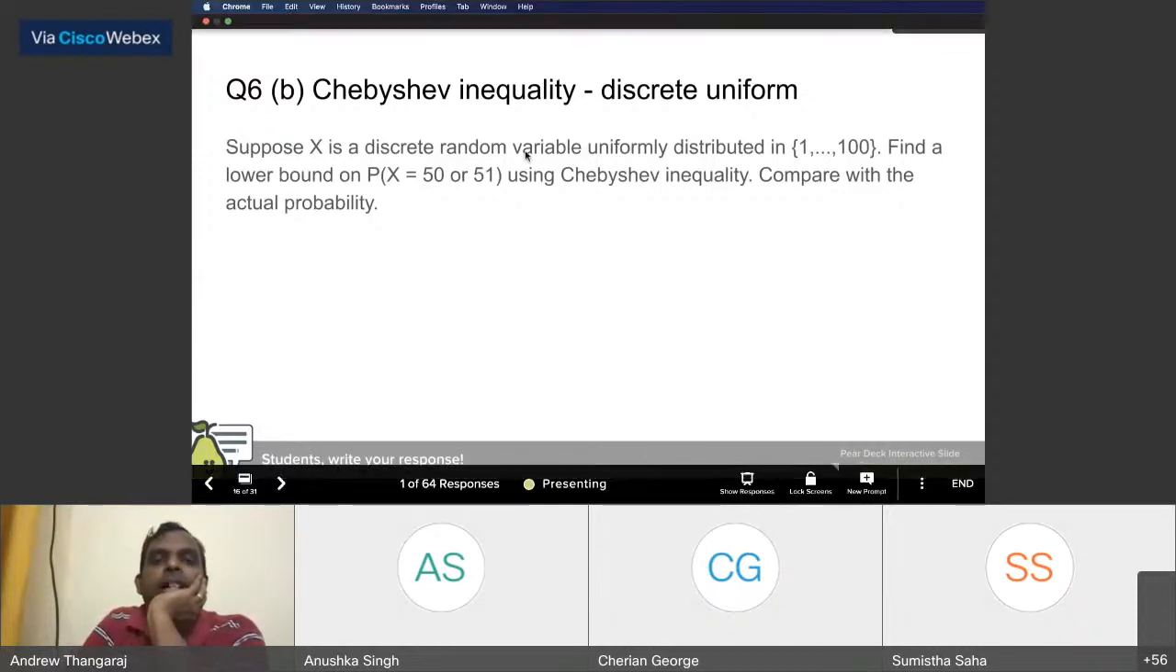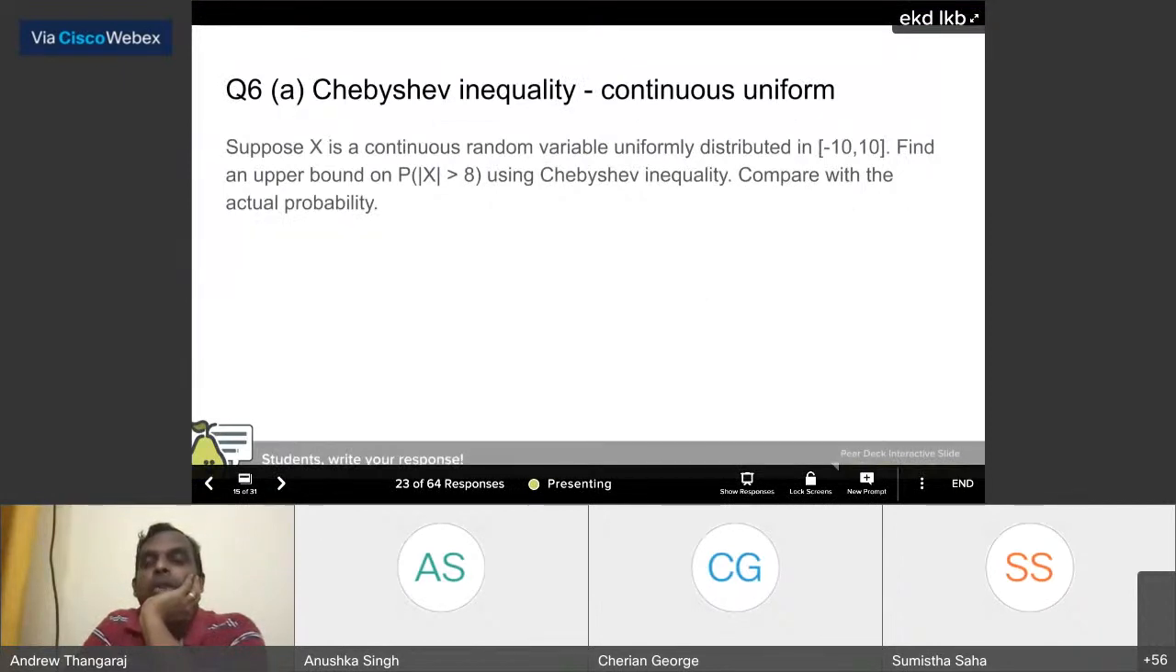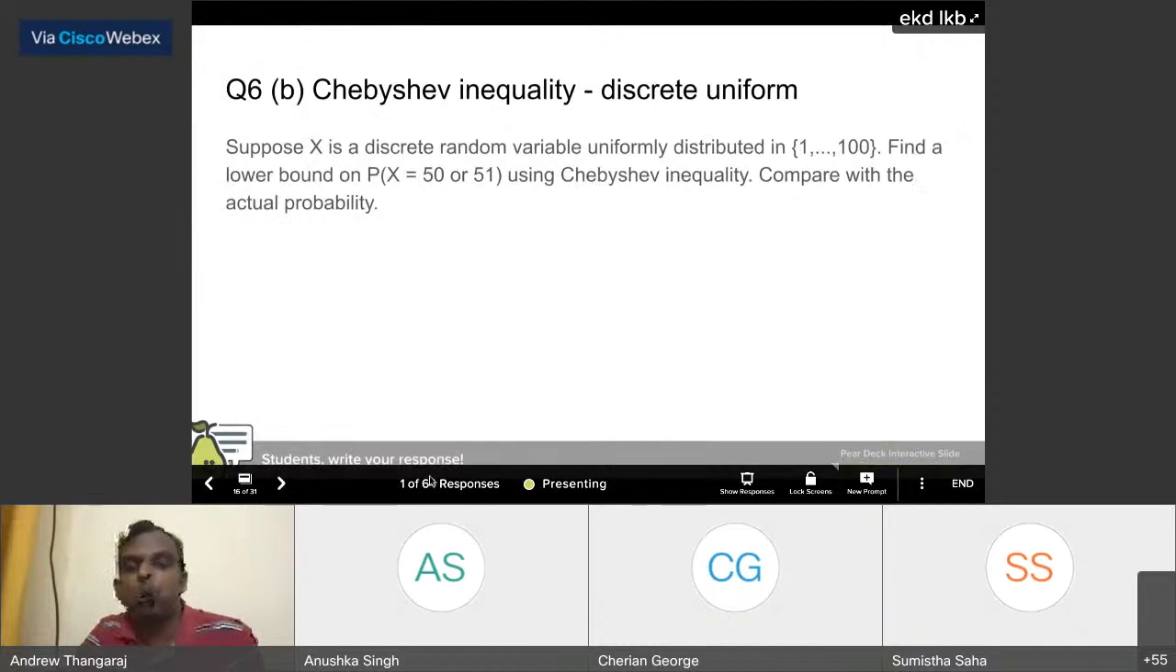Yeah, so there was a mistake in the previous one where somebody said 0.1. If you look at minus 10 to 10, it's 1 by 20, right? And it's mod x greater than 8, so it could be 8 to 10 or minus 10 to minus 8. So watch out for that. If you take care of both of those, you will get 0.2. So work this out. This is a little bit tricky. I'll give you a little bit more time. I'll be back.